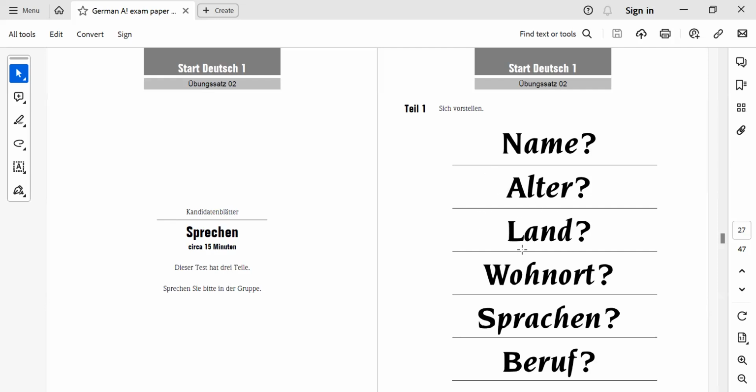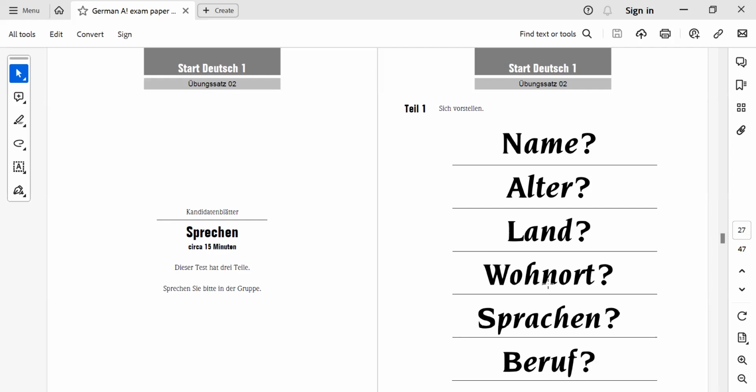Then coming to Land. Land means country. From which country are you coming? This is also a very basic thing. Ich komme aus Indien, ich komme aus Deutschland, ich komme aus Spanien, ich komme aus Italien. Wherever you are coming from, you conjugate the verb komme and use the preposition aus, and then talk about the country.